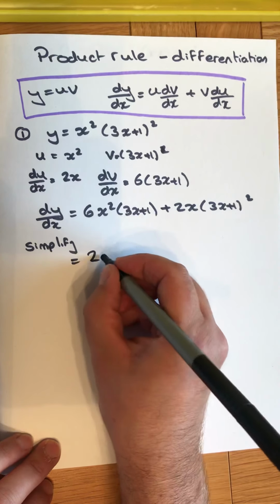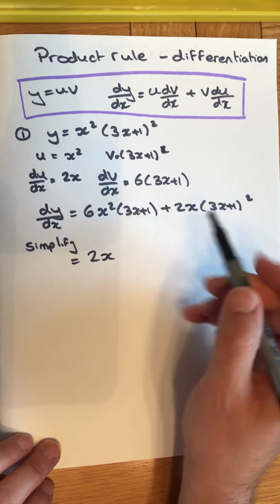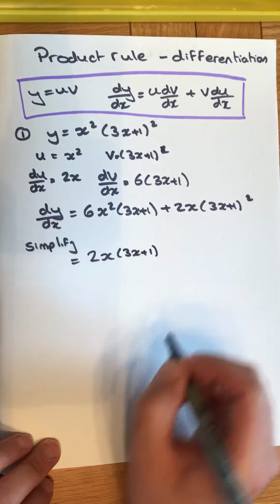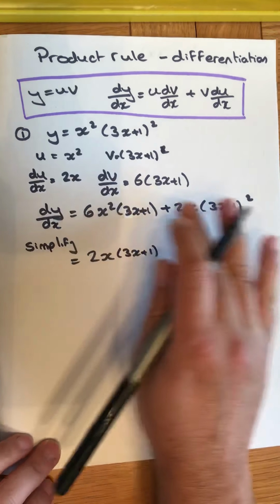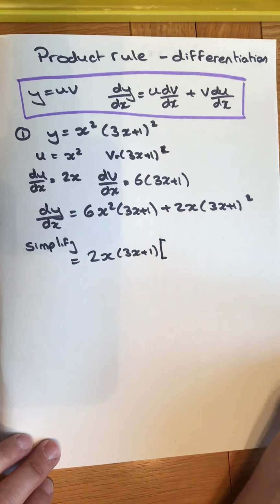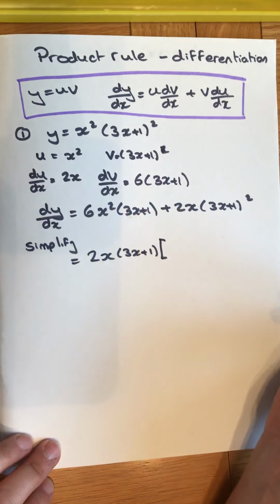X squared and x, common factor of x. And then we've got a 3x plus 1 bracket and a 3x plus 1 bracket. So actually that bracket in itself is an entire factor and is common to both of those two terms. So then we've got some single bracket factorising. I'll probably use some square brackets at this stage just to separate them out from the other ones.